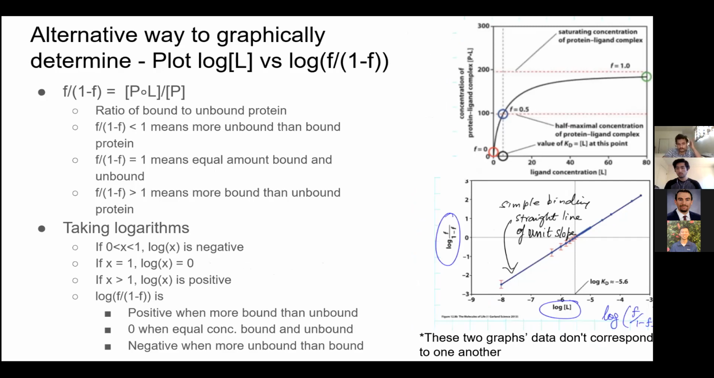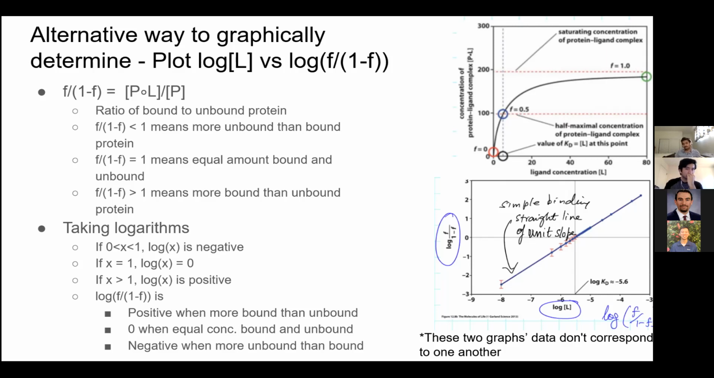So f over 1 minus f, if you do the math, is essentially the ratio of bound to unbound protein once you simplify. If this ratio is less than 1, there's more unbound than bound. If it's equal to 1, there's an equal amount, which you can also think of as when L equals KD. And if the ratio is greater than 1, there's more bound than unbound. That takes us a little past the first step.